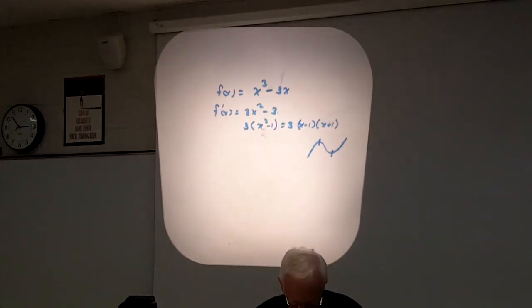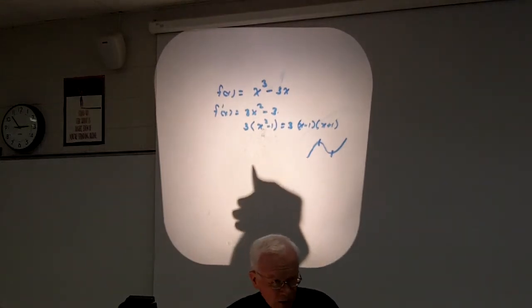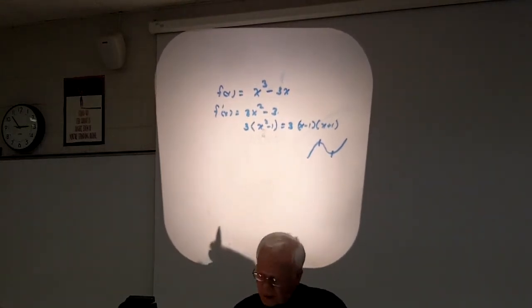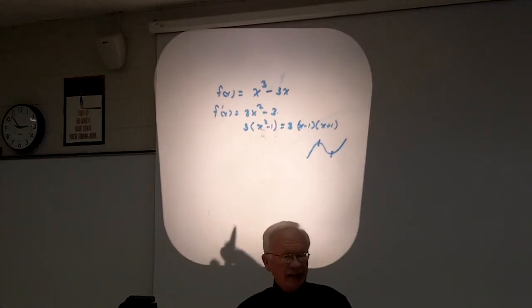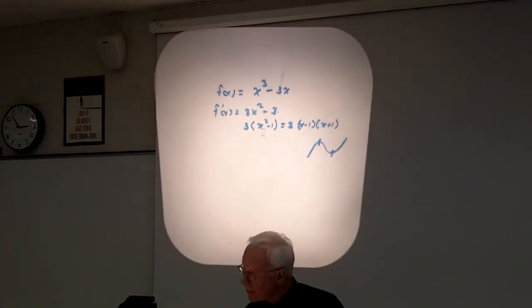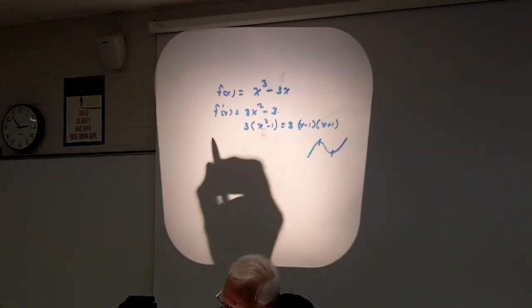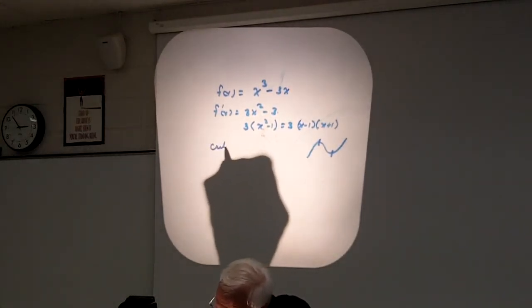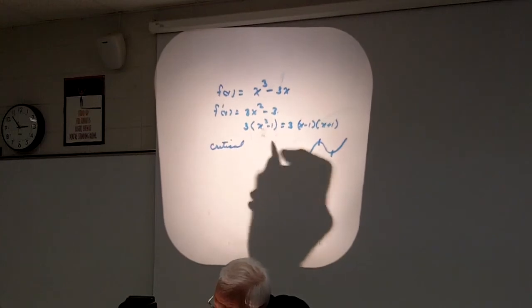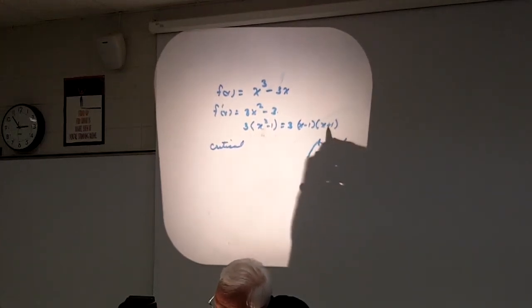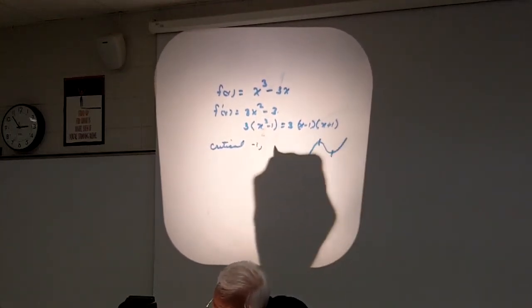So are your intervals -1 and +1? Yes, my critical numbers are -1 and 1. That's how I get the intervals. Now my critical numbers are 1 and -1, right? Yes. So this one is a -1, and this is 1.